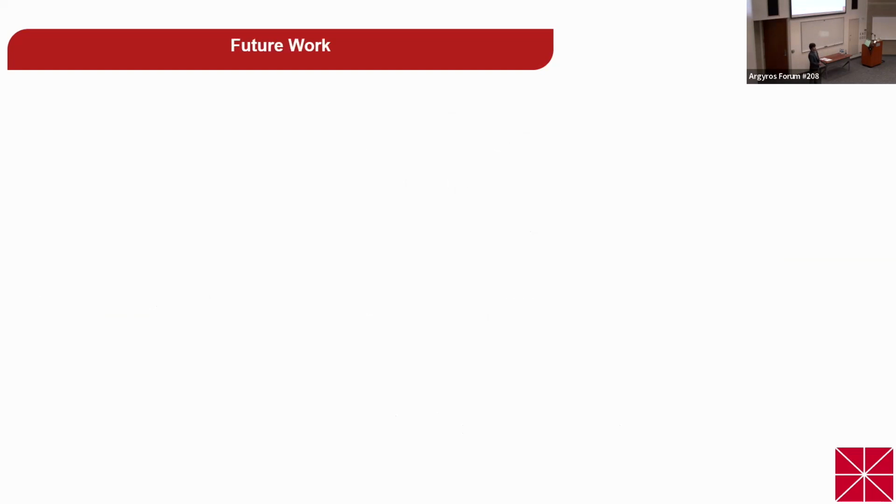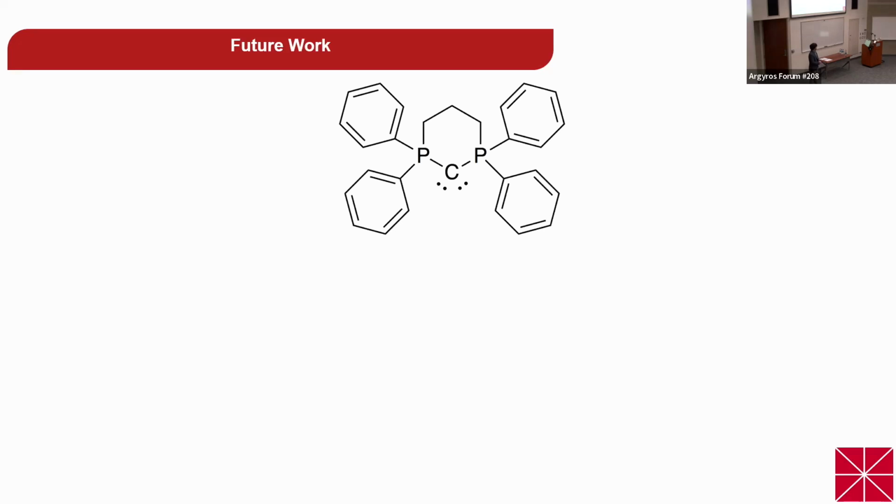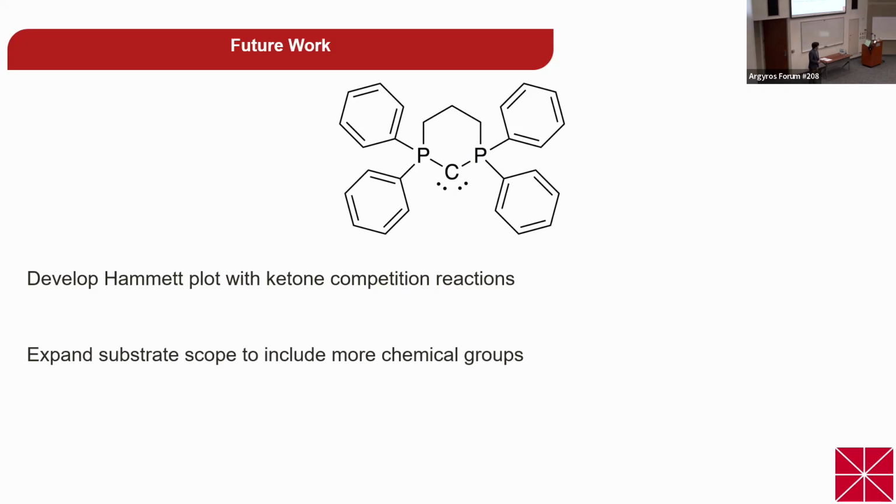For future work for this cyclic carbodiphosphorane structure, we could develop a Hammett plot using ketone competition reactions that have been somewhat performed so far. These use equal amounts of a ketone and determine which the catalyst would rather react with. We could also expand the substrate scope to include more chemical groups.